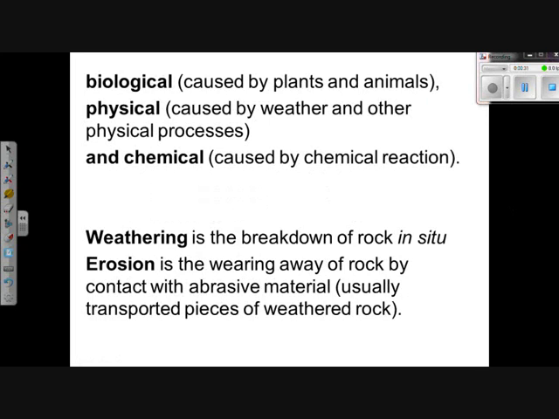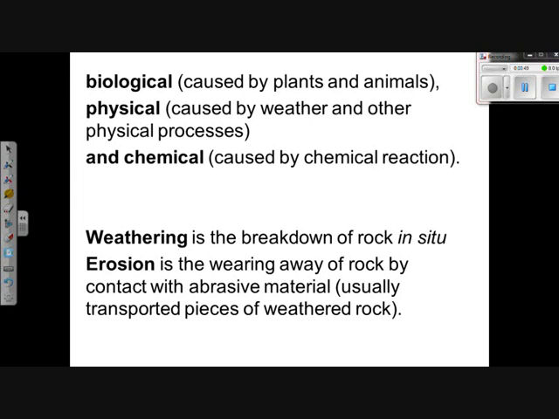Biological weathering. That's the first weathering we're looking at. This can be caused by plants and animals. Physical weathering. This can be caused by weather and other physical processes. And chemical weathering. This is caused by chemical reactions.